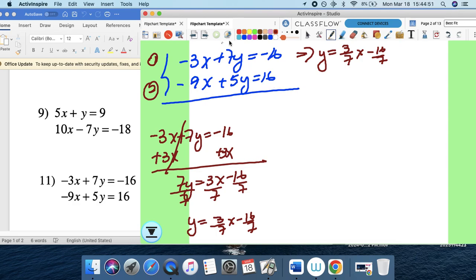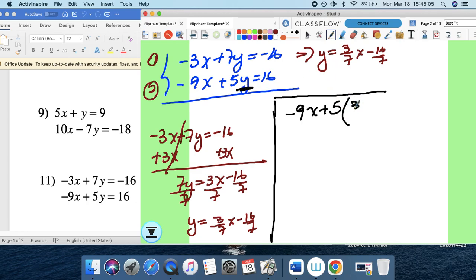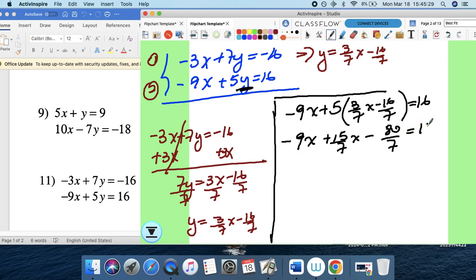Now I'm going to replace that. I'll take equation 2. All right, here's my substitution part. Equation 2 is negative 9x plus 5 times, and I'm going to replace the y with what we just found, 3 over 7x minus 16 over 7, and that should give you 16. Let's do the distributive property. So negative 9x plus 15 over 7x minus, leave it over 7, 5 times 16 is 80 equals 16.